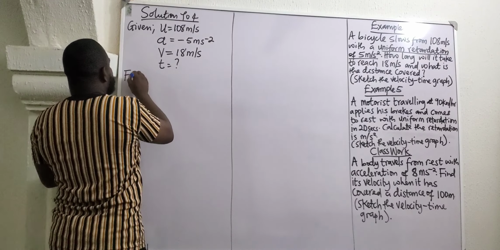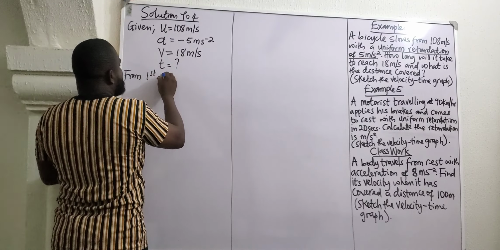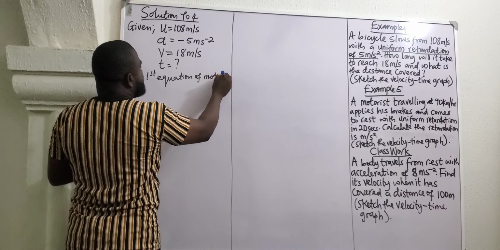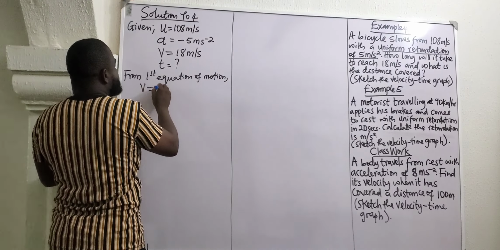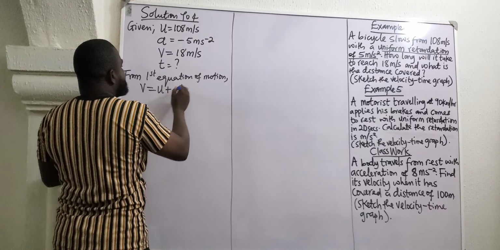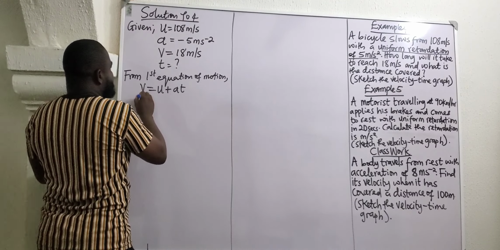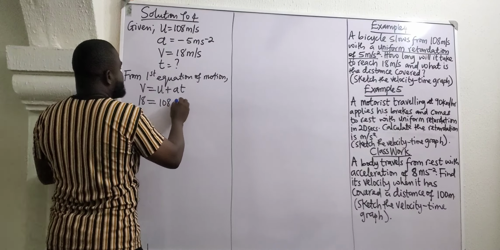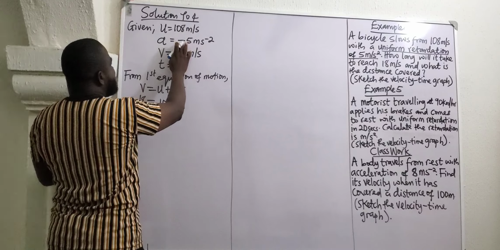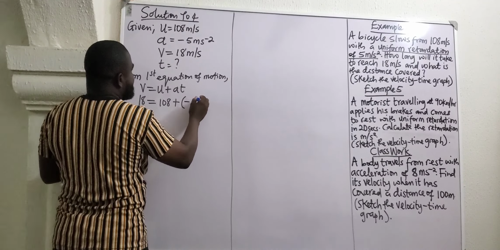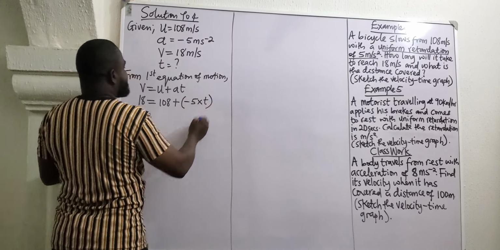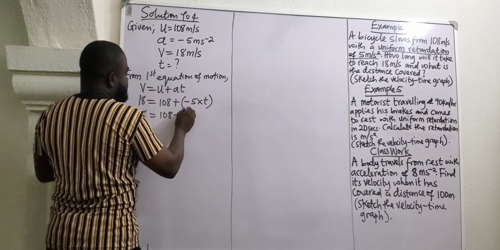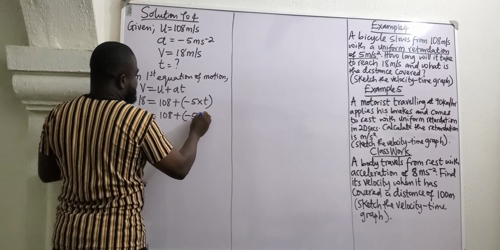So from the first equation of motion, v is equal to u plus at. We substitute our values. v is 18, u is 108, plus bracket open because there's a minus sign, minus 5 times t. We have 18 equals 108 plus bracket minus 5t.